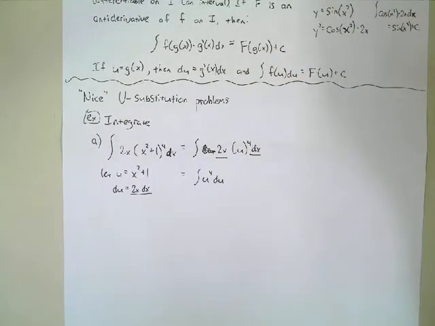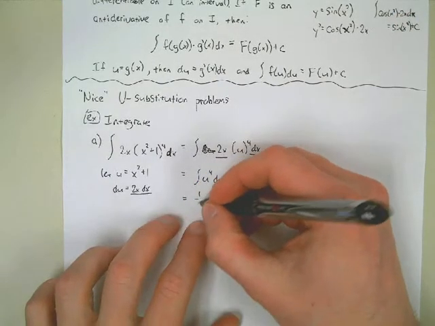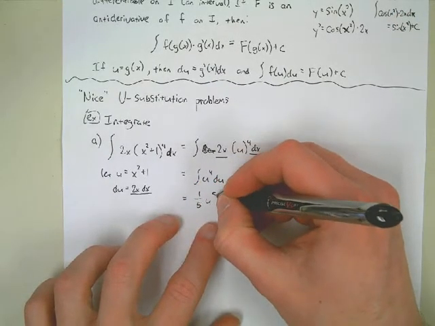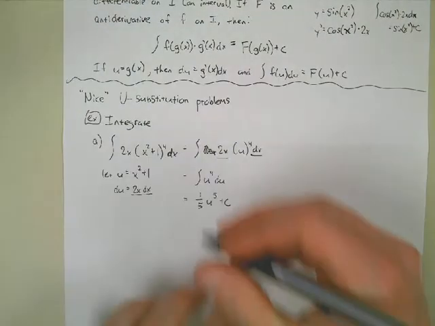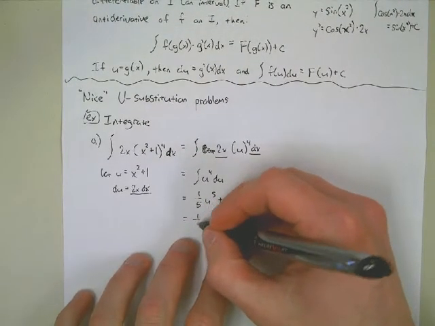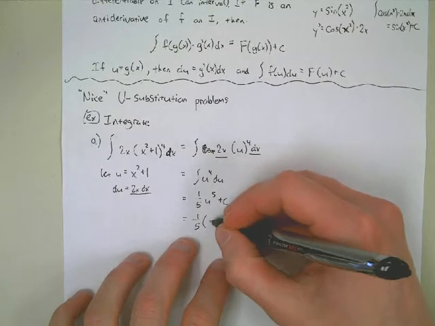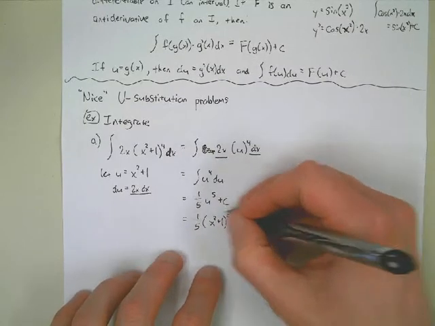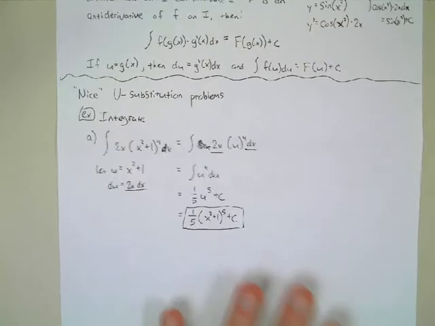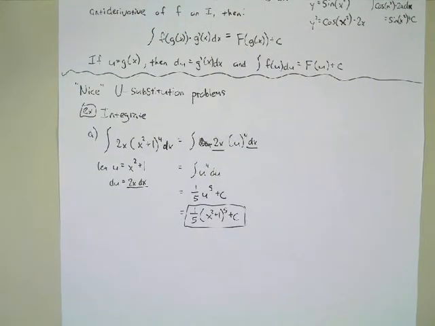That just becomes 1/5. So it becomes 1/5 u to the 5th plus c. But what's u? X squared plus 1. So then the final answer is 1/5 x squared plus 1 to the 5th plus c. And there it is, integrated. It's pretty slick.